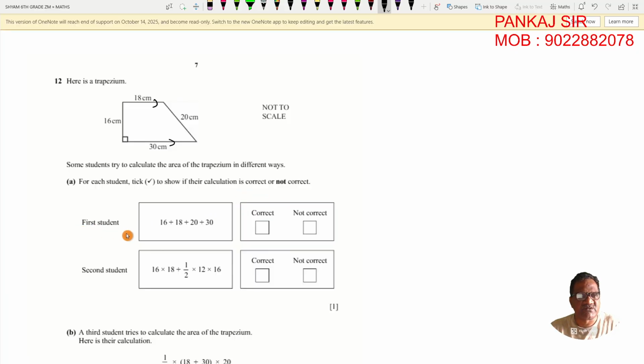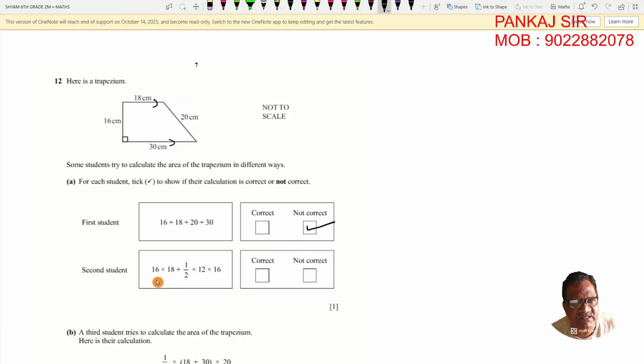So the first student tries to find the area of this trapezium using this equation: 16 plus 18 plus 20 plus 30. Now I don't think this is a right thing that he has done, because 16 plus 18 plus 20 plus 30 will give you the perimeter and not the area. So this is not correct. So I'll put a tick mark over here.